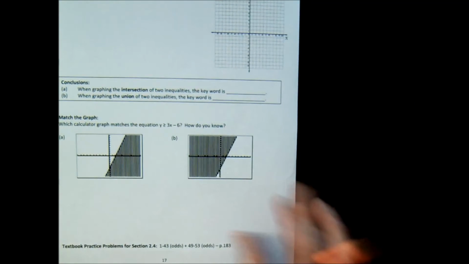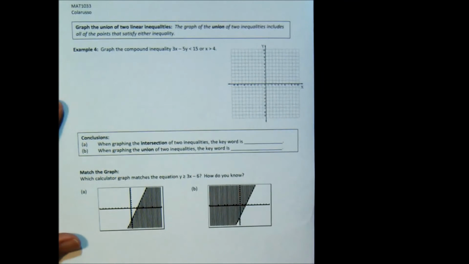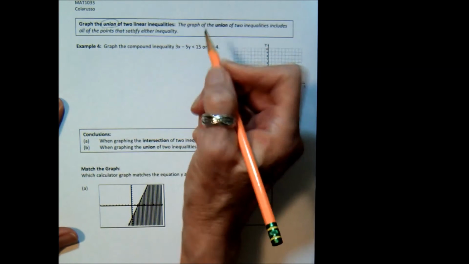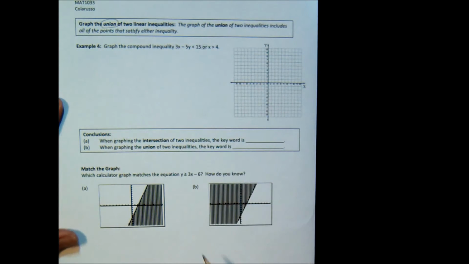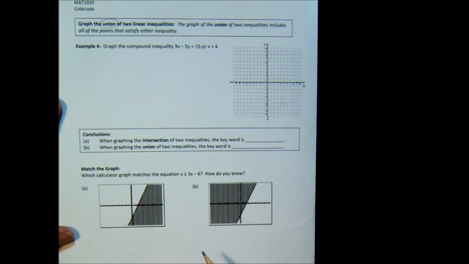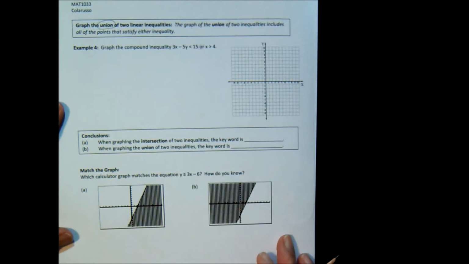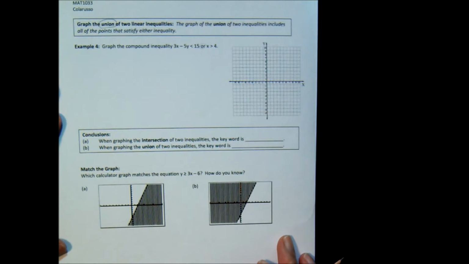Let's try one more compound inequality. This time we're going to look at what's called the union. That's when you have an or. And all that means is it's both regions together. It's not where they intersect. It's just the 2 regions. So let's go through the process again.